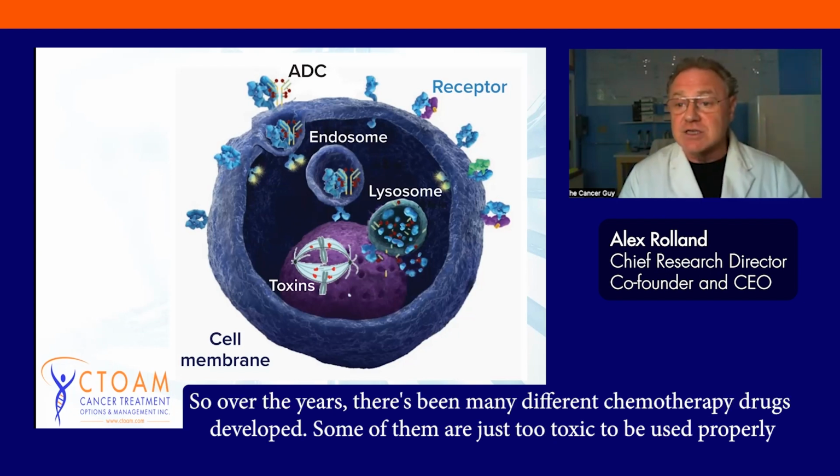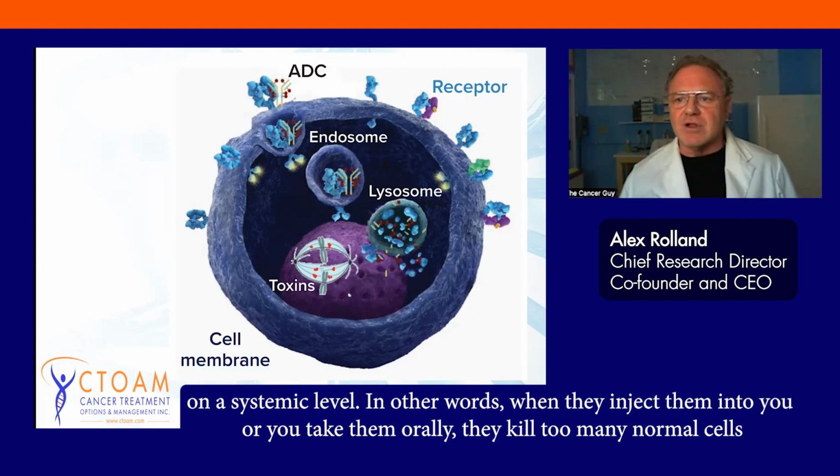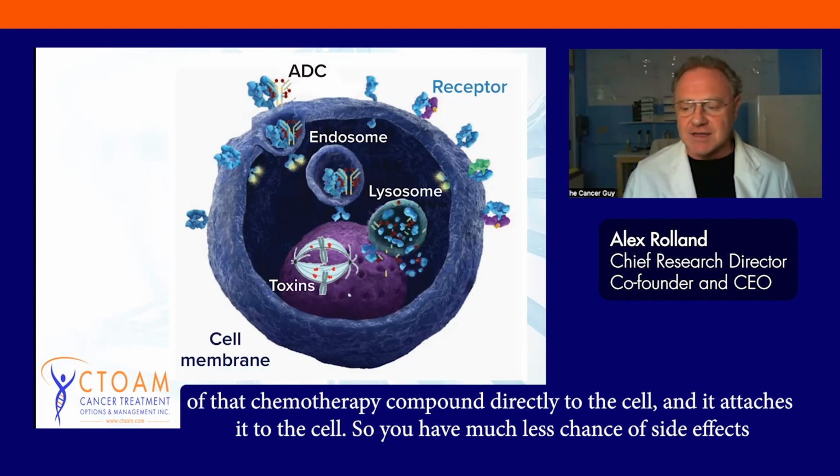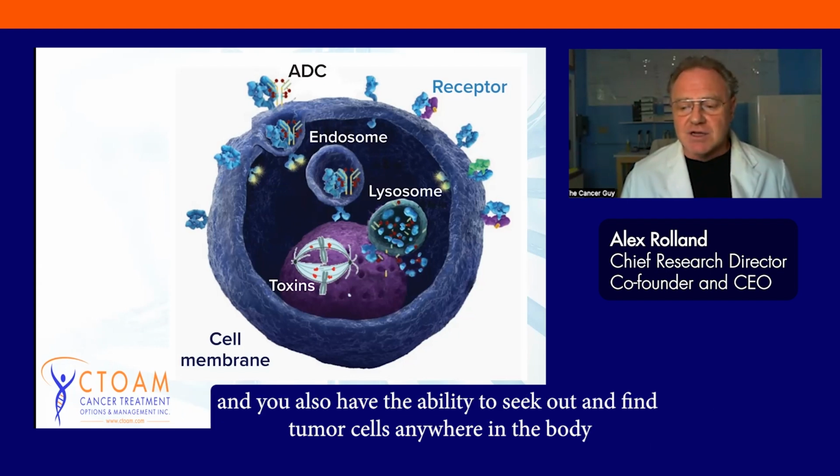So over the years, there have been many different chemotherapy drugs developed. Some of them are just too toxic to be used properly at a systemic level. In other words, when they inject them into you or you take them orally, they kill too many normal cells. This process of antibody drug conjugates is like a targeted chemotherapy. It delivers one molecule or a few molecules of that chemotherapy compound directly to the cell, and it attaches to the cell. So you have much less chance of side effects, and you also have the ability to seek out and find tumor cells anywhere in the body.